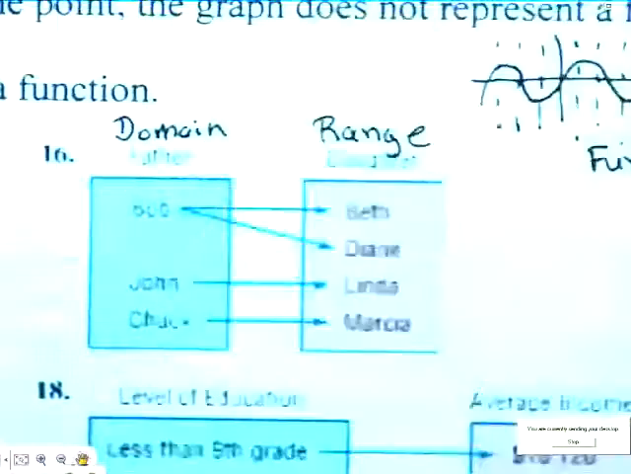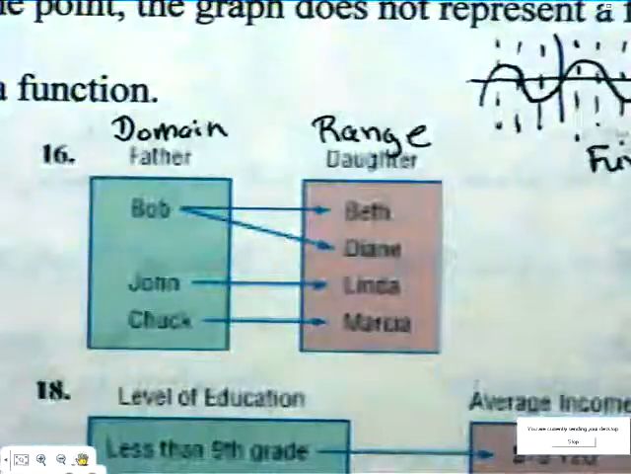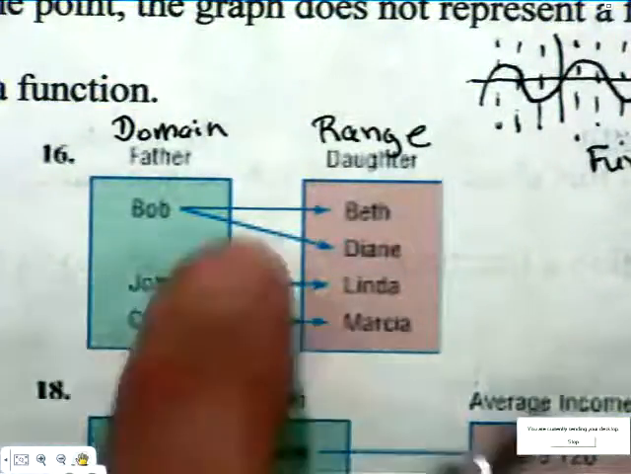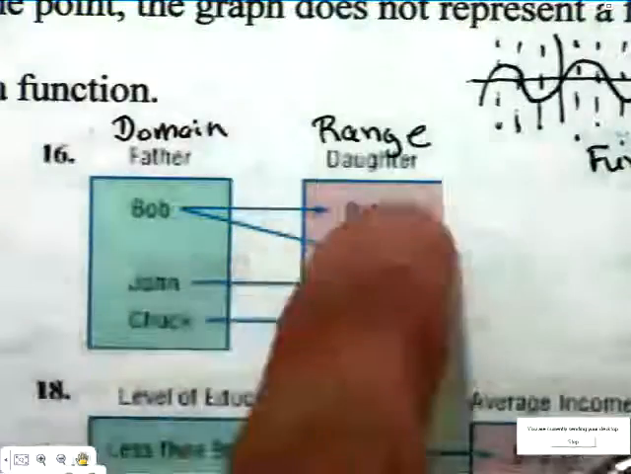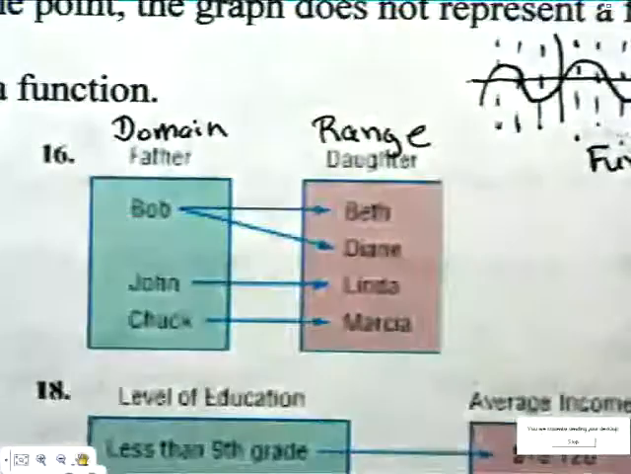If this is the domain, and this is the range, is it true that each element in the domain corresponds to only one element in the range? That's not true. Bob has lines going to 2 different people. So that is not a function.